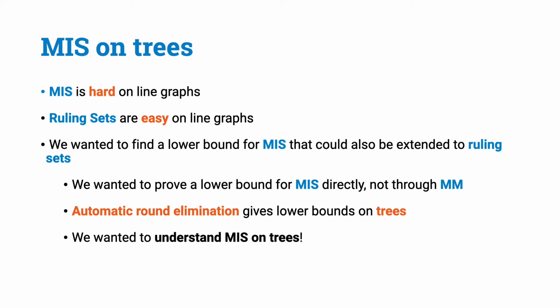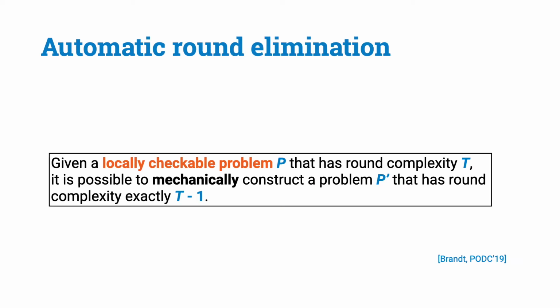With this technique, we are able to show lower bounds that hold even on trees. So our goal was to understand the MIS problem directly on trees through round elimination. And I'll just very briefly mention the high-level idea of the automatic round elimination technique, which is the one that we use in this work with some additional ideas.